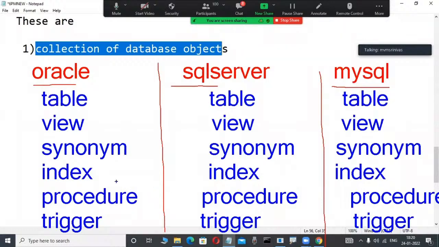But unfortunately, you are a first-time newcomer. What is the purpose of each? If you have an idea, that is enough. What is the purpose of a view, a synonym, an index, a procedure, a trigger? You should have an idea where we are using them.